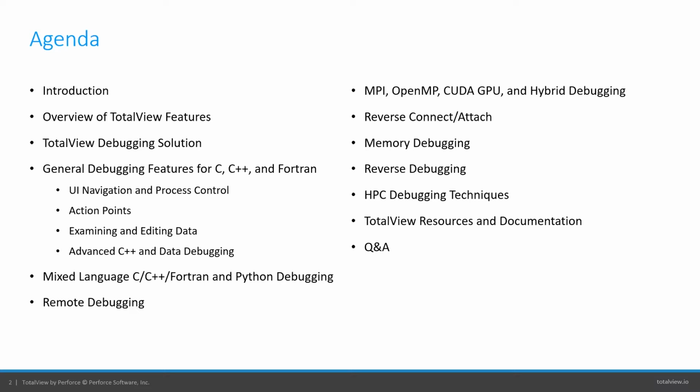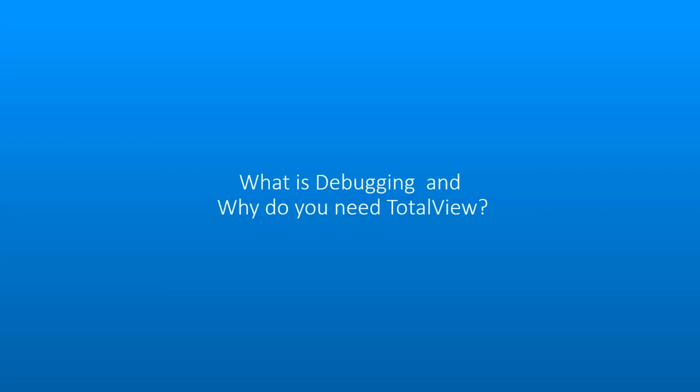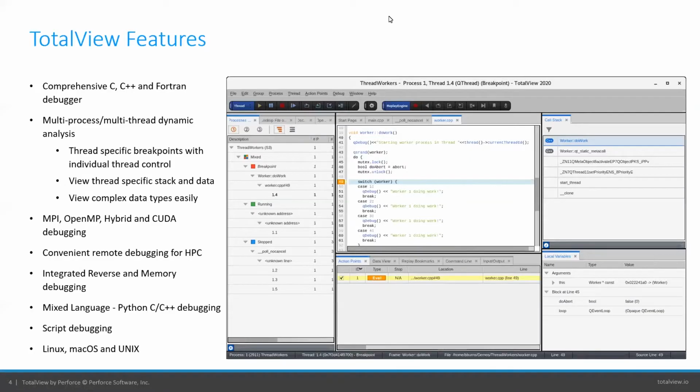I'll talk about main features and mixed debugging, C++ and Python, also MPI, reverse debugging, in-memory debugging, and different HPC debugging techniques. So first of all, what is debugging and why do you need TotalView? I think Ryan already talked about what kind of bugs you have and how you need to debug them. So probably I'll spend a little less time on that, and we'll talk about different features and debugging techniques.